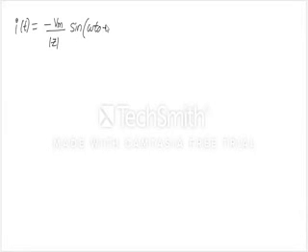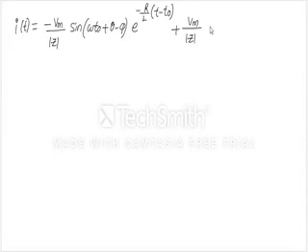Omega t naught plus theta minus phi into e power minus of, I can take R by L common, then you will get t minus t naught. Simplify carefully, we will get like this. And Vm by mod Z into sine of omega t plus theta minus phi. This is as it is.